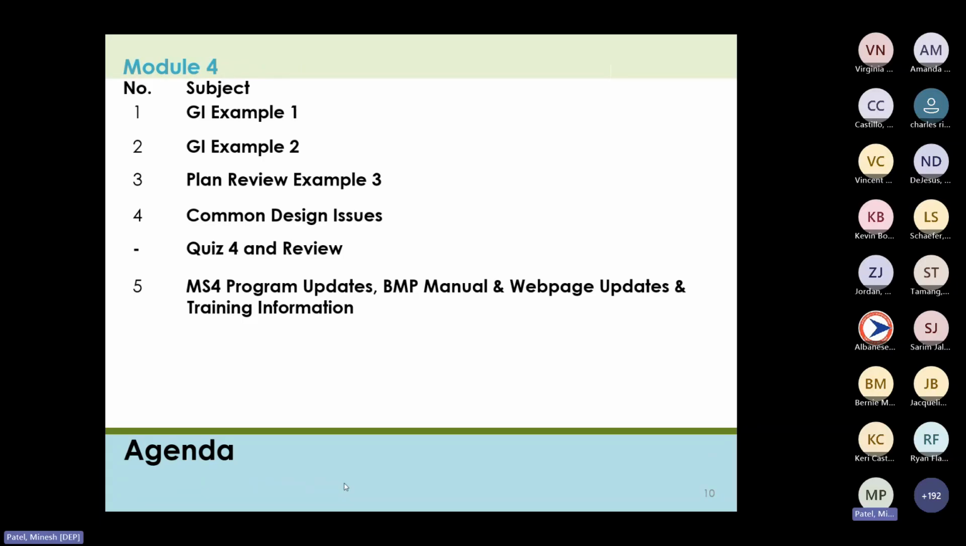And lastly, Module 4 will take place on September 18th. The first 2 presentations will cover green infrastructure examples. After that, a comprehensive plan review example presentation will follow, which will then be followed by some common design issues we've seen in the past. And after these 4 presentations, we will then administer Quiz 4. After that, we will have an overview of the Municipal Stormwater Program, followed by the updates made to the BMP manual and Stormwater webpage, plus the training-related information to close out this training.